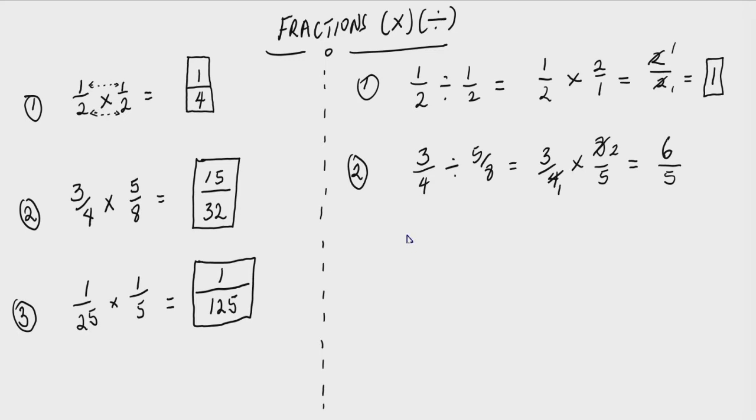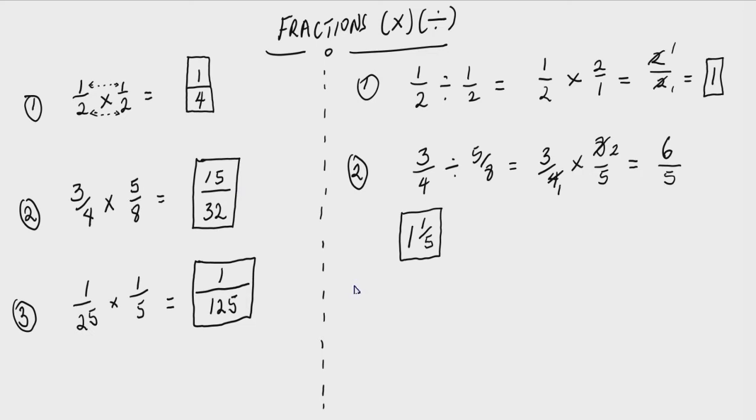That could be your final answer, but since we have what we call mixed numbers, let's represent it as a mixed number, because 5 does divide into 6. 5 into 6 is 1, with 1 left, divided by the 5 that we started dividing with to begin with. Beautiful.